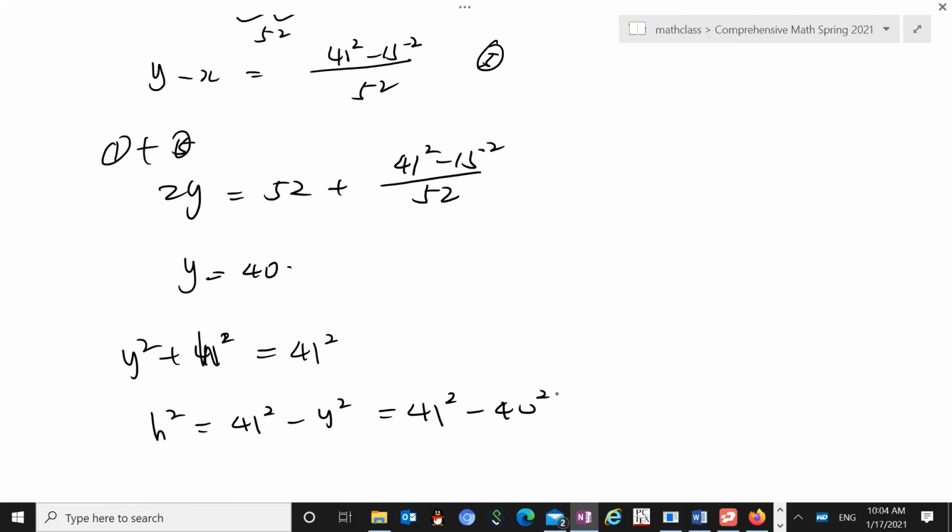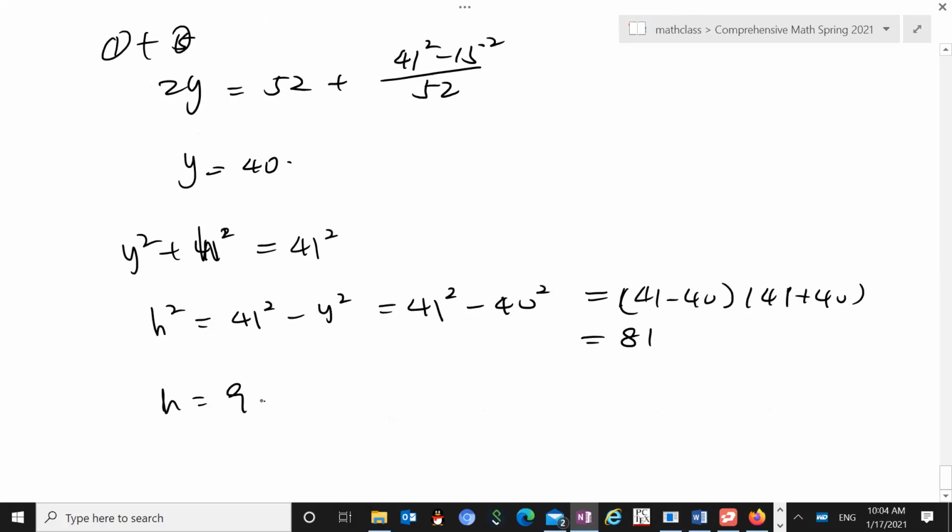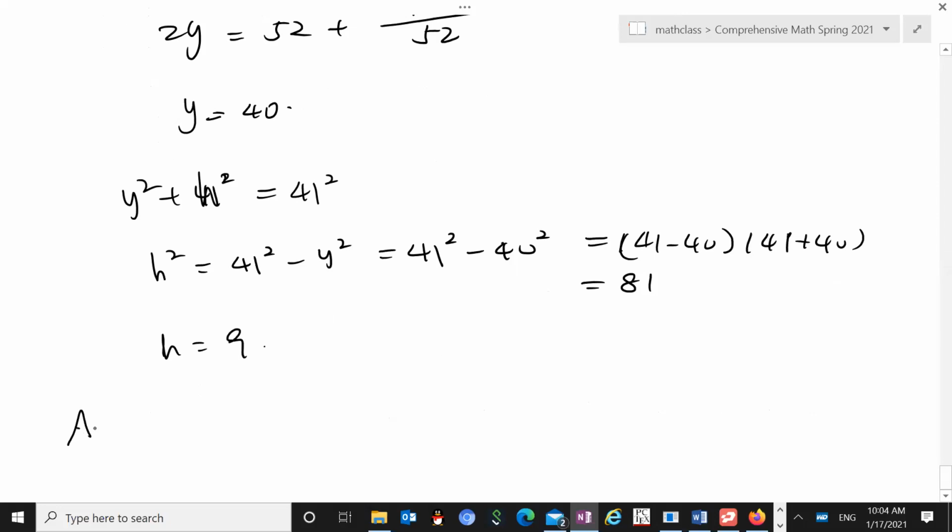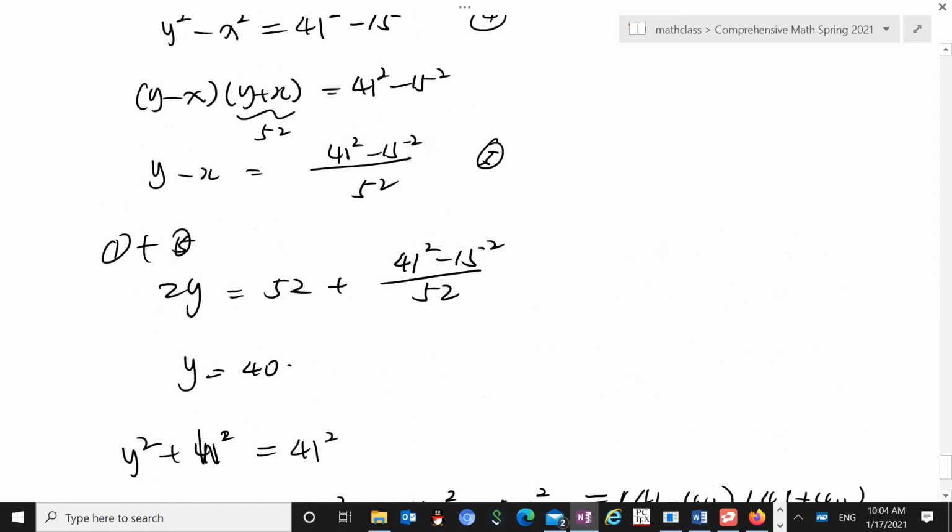So you can get h using this identity. It's easy to compute: 41 minus 40 times 41 plus 40, which is going to be 81. So h squared is 81, h is 9. So you find h, then you solve the problem. The area is going to be 1/2 of 52 times 9, and that's 234. All right, so there are 3 methods for this problem.